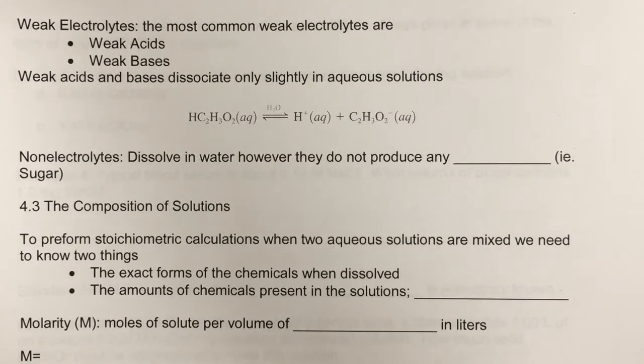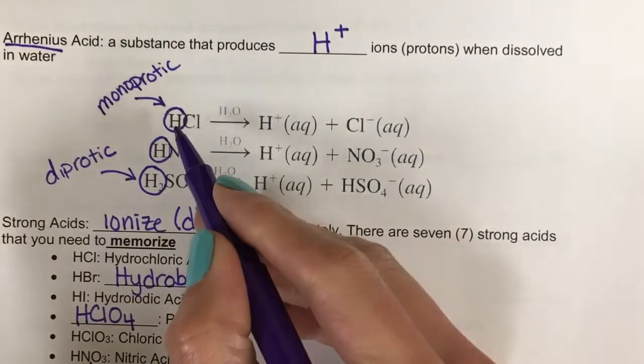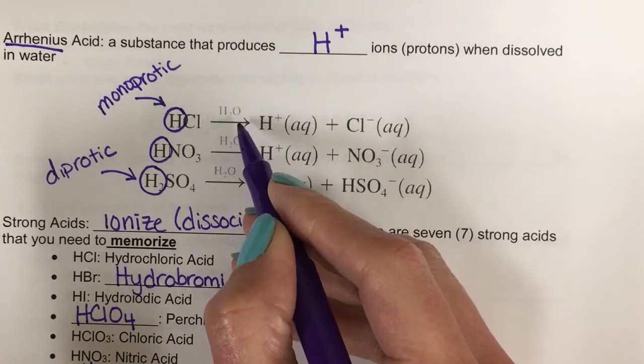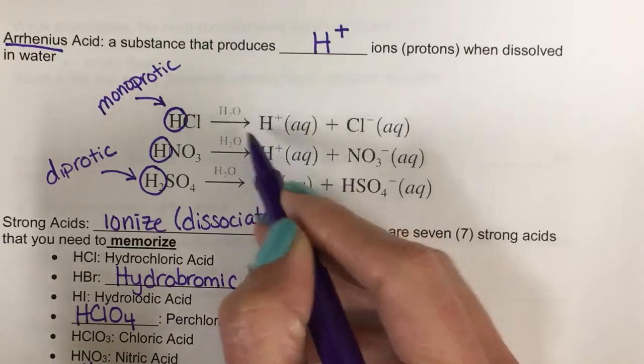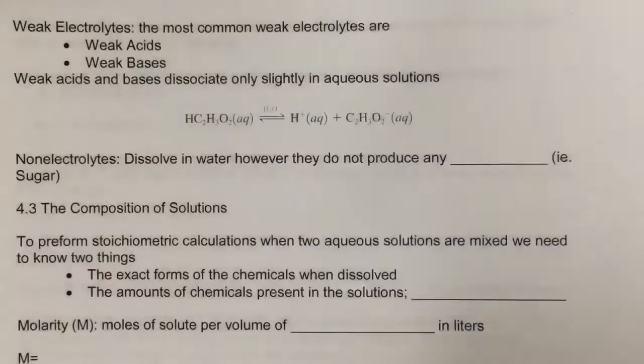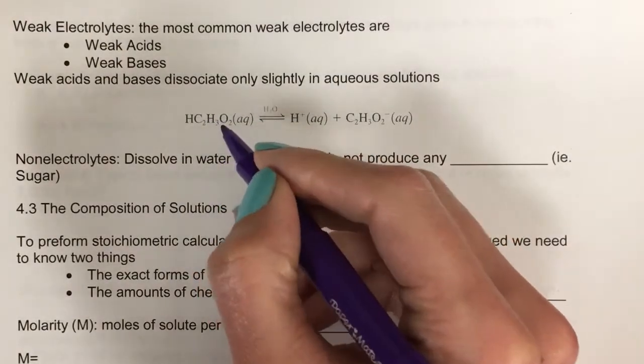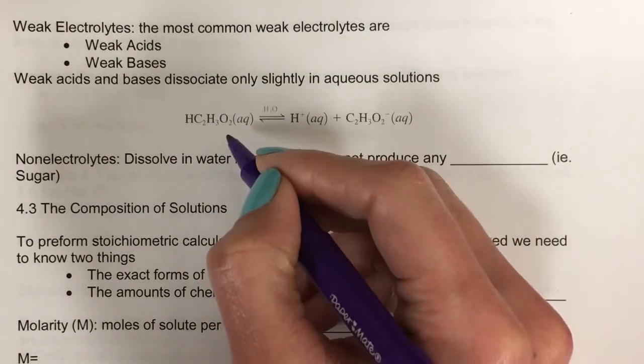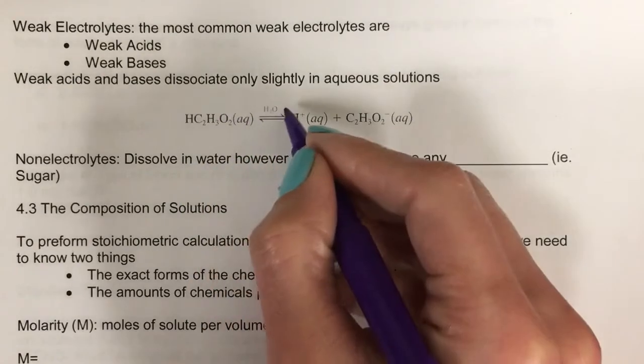So strong acids and strong bases were good electrolytes. Weak acids and weak bases are going to be weak electrolytes. Now, before, when we were looking at acids, we saw HCl with the arrow to indicate that it broke completely into H plus and Cl minus. It ionized completely.